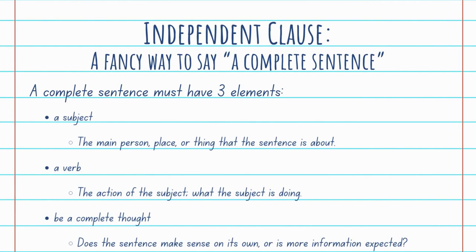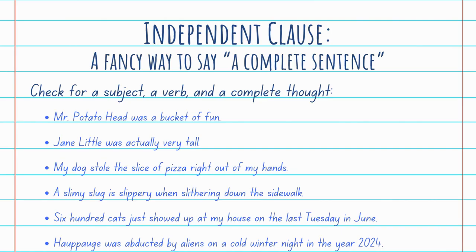All right, so as I said before, an independent clause is just a fancy way to say a complete sentence. And a complete sentence is just a group of words that has 3 elements within it. A subject, the main person, place, or thing that a sentence is about. A verb, the action of the subject, what the subject is doing. And it must be a complete thought. Does the sentence make sense on its own, or is more information expected from the audience or reader? So check here in these sentences for a subject, a verb, and a complete thought. Do we have an independent clause?